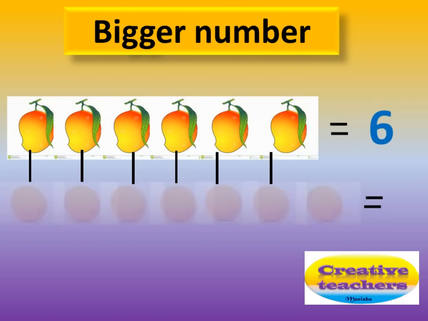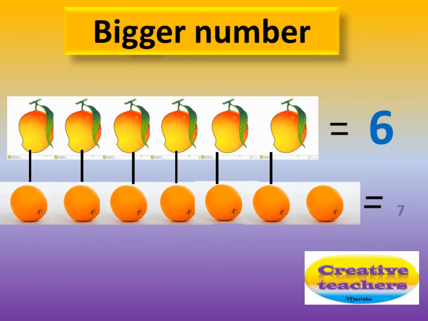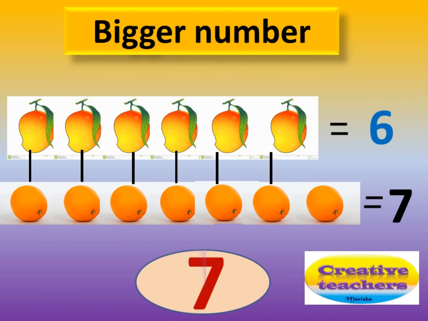Now how many mangoes are there? 6 mangoes. And oranges? 7 oranges. And which is the bigger number? Correct, 7 is a bigger number.